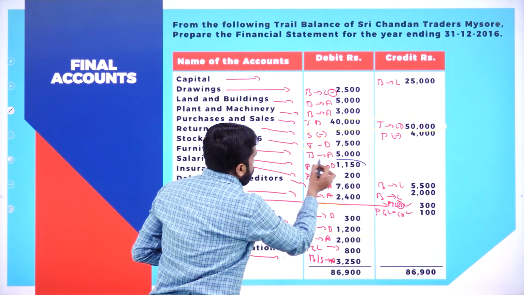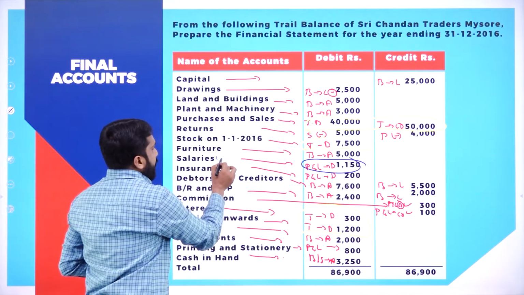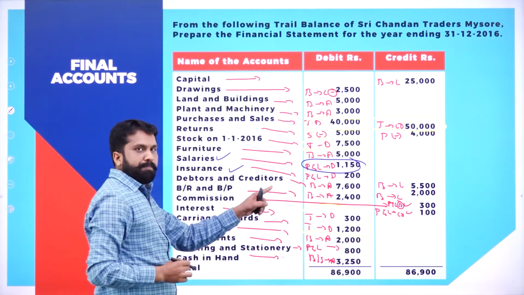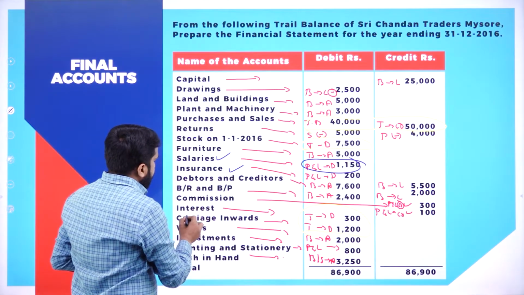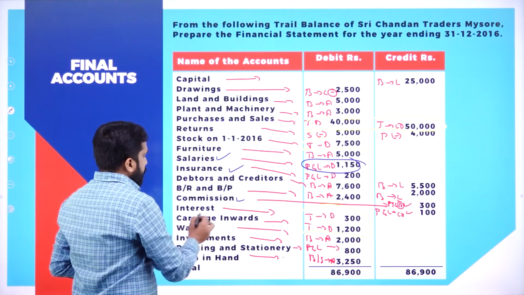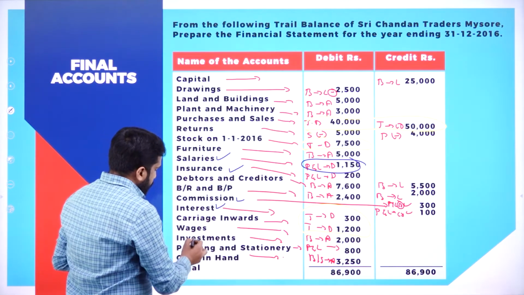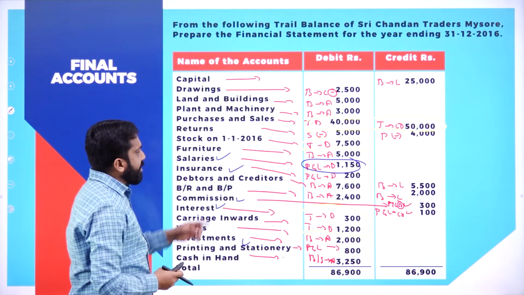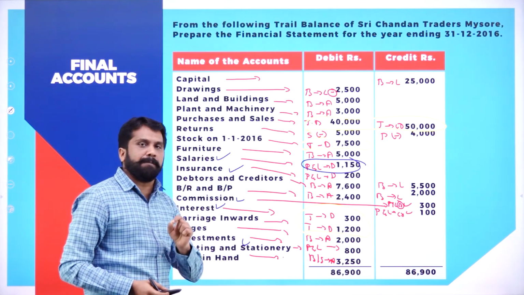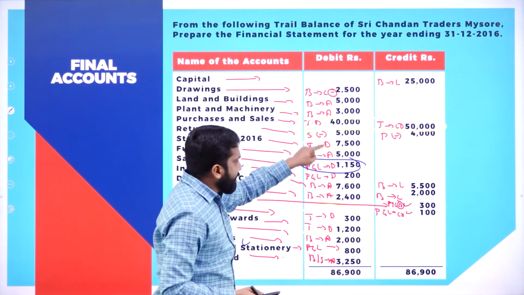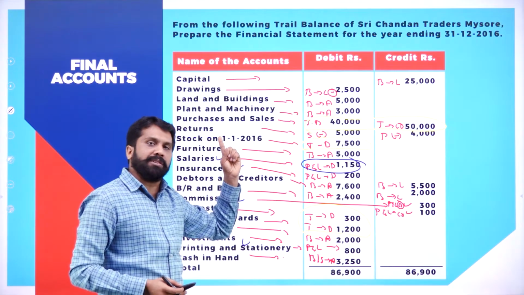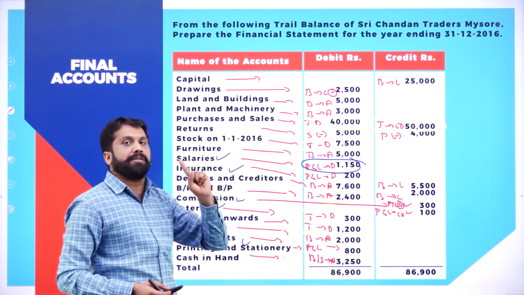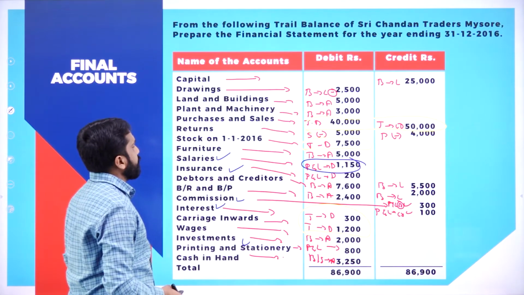Yes, you have this one. Salary, you have to take it under P&L. Insurance, P&L. Then commission, P&L. Interest, P&L. So, printing and stationery, P&L. So, these are the items which come under P&L. If the amount is on the debit side, in P&L also, debit side. If the amount is on the credit side, in P&L also, credit side.